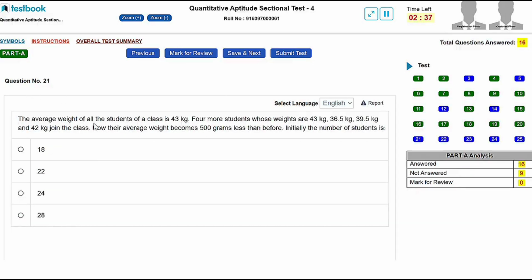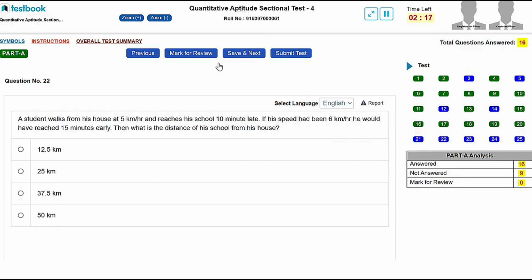The average weight of all the students of the class is 43. 4 more students whose weights are 43 kg, 36.5, 39.5 and 42 kg join the class. Now their average weight becomes 500 gram less than before. Initially the number of students is. I'm moving ahead because this seems a bit lengthy.